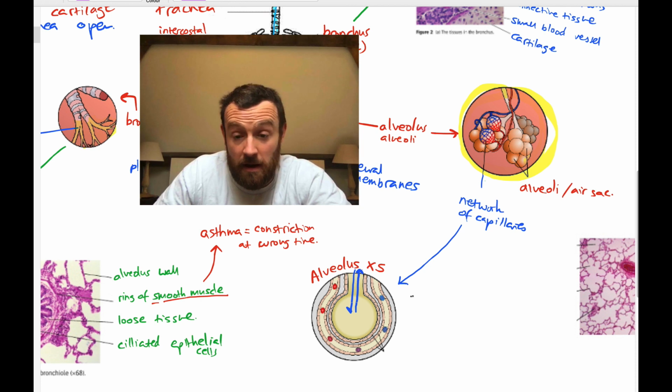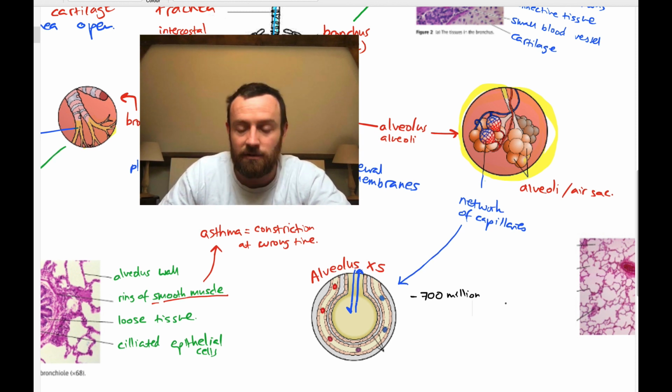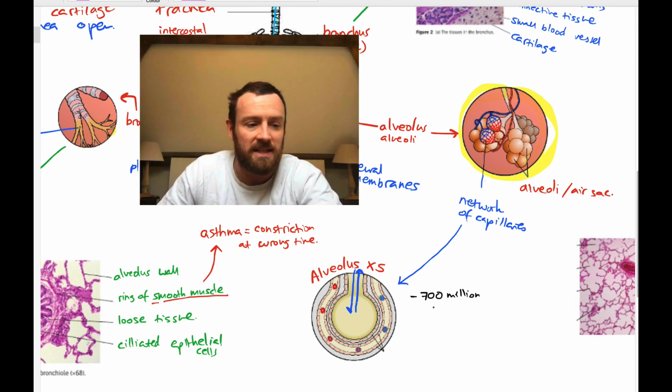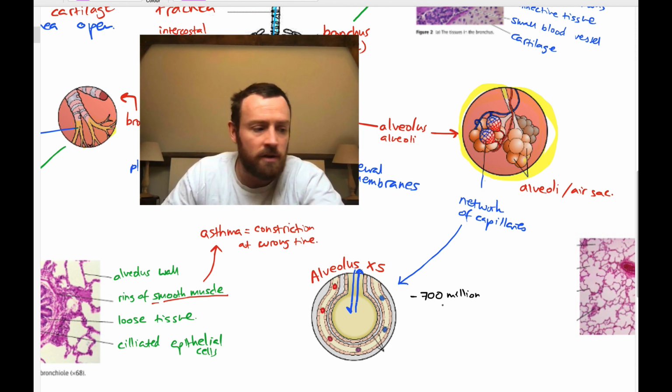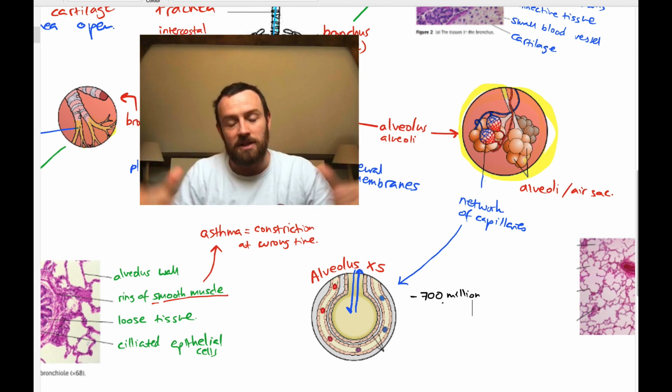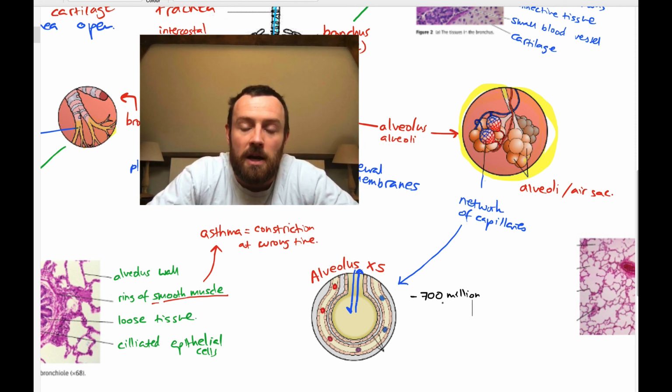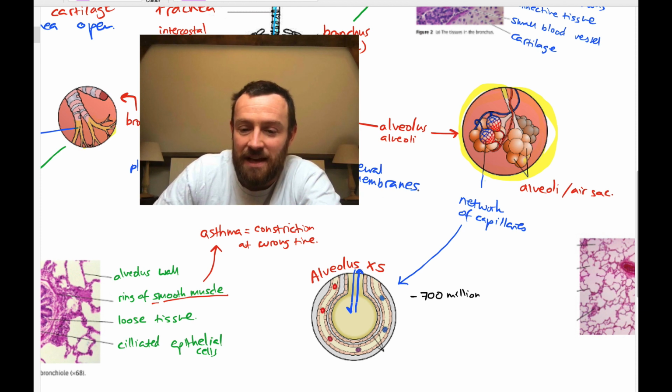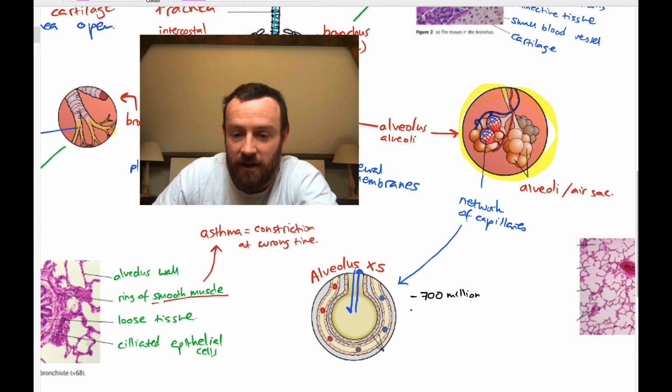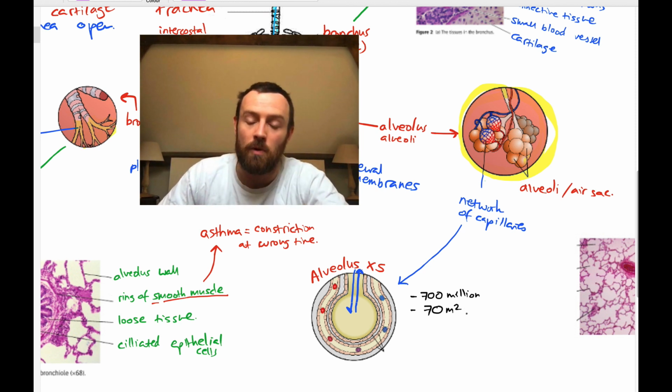A couple of facts about the alveolus. There are around 700 million in your lungs, on average, obviously. That's a lot of airspace. Together, those alveoli membranes, if you lay them out flat, equal about 70 meters squared of surface area. That's a lot of surface area for gas exchange.